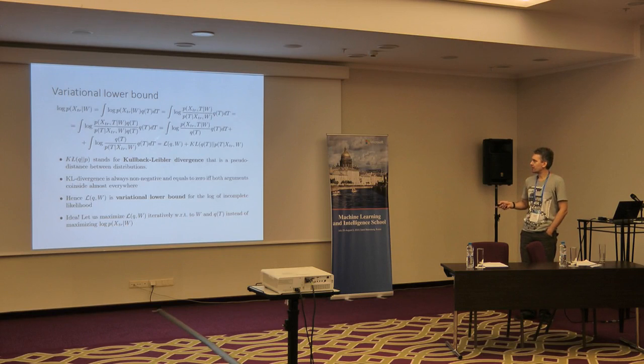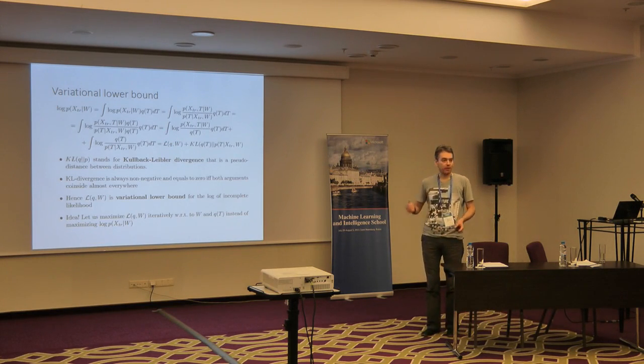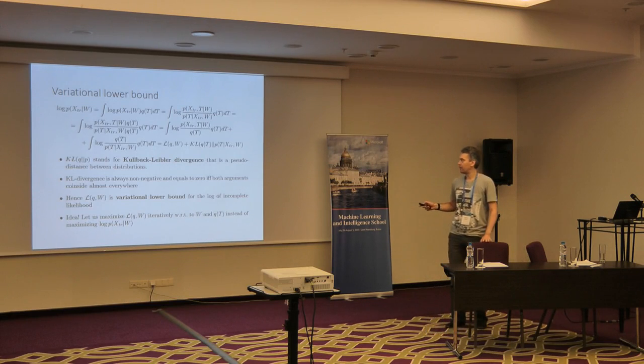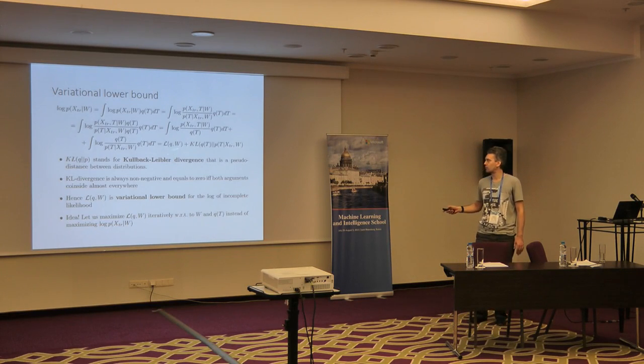So we now realize that L of Q W, the first term, is a lower bound. Actually, this is a variational lower bound, because it is a lower bound for any choice of distribution Q of t. And here we come up with some idea. Instead of maximizing the logarithm of the incomplete likelihood, let us try to maximize this variational lower bound with respect to two parameters, Q of t and W.